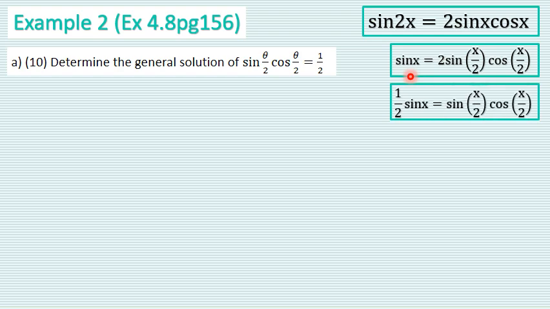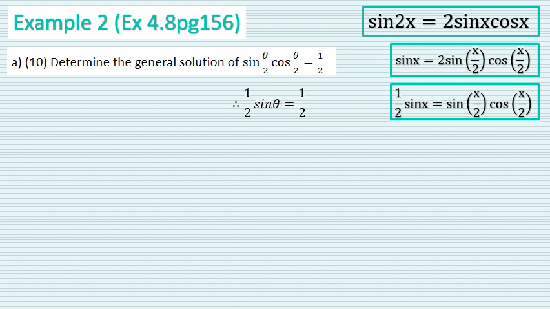So in our next line, oh, and don't forget, if we want to get rid of this 2 on the right-hand side, we can divide both sides by 2, and we end up with a half sine x on the left. So that's what we're going to get for our equation. We end up, so this whole sine half theta, cos half theta, if you allow your thought process to follow this, you'll realize we can write it as a half sine theta.